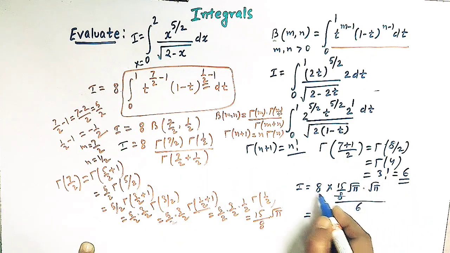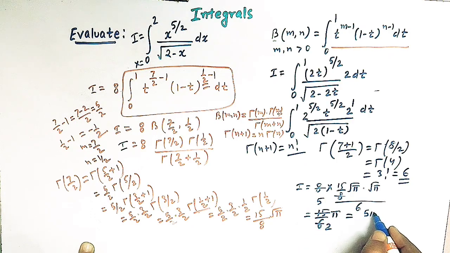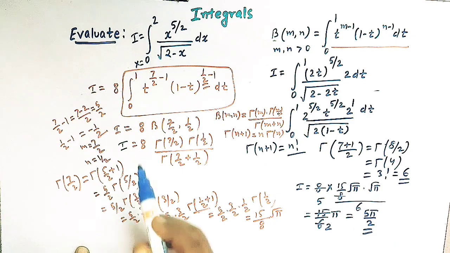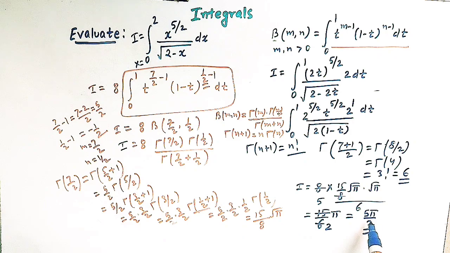So now this 8 and this 8 get cancelled, and we have 15 over 6. Root pi times root pi is pi, and again simplifying, this is 3 times 5, and 3 times 2 is 6, so we have 5 pi over 2, right? So viewers, the value of this integral I is 5 pi divided by 2.